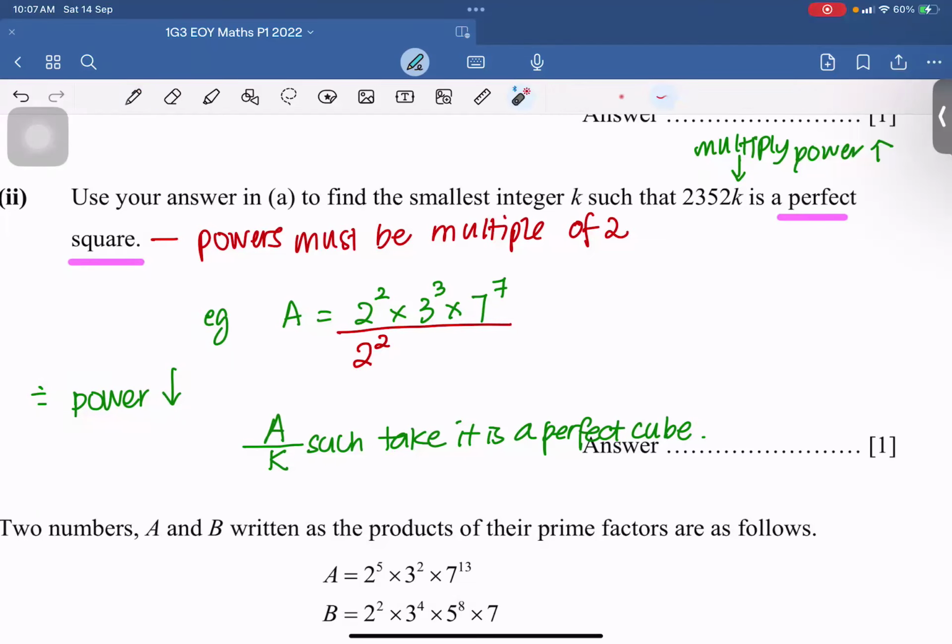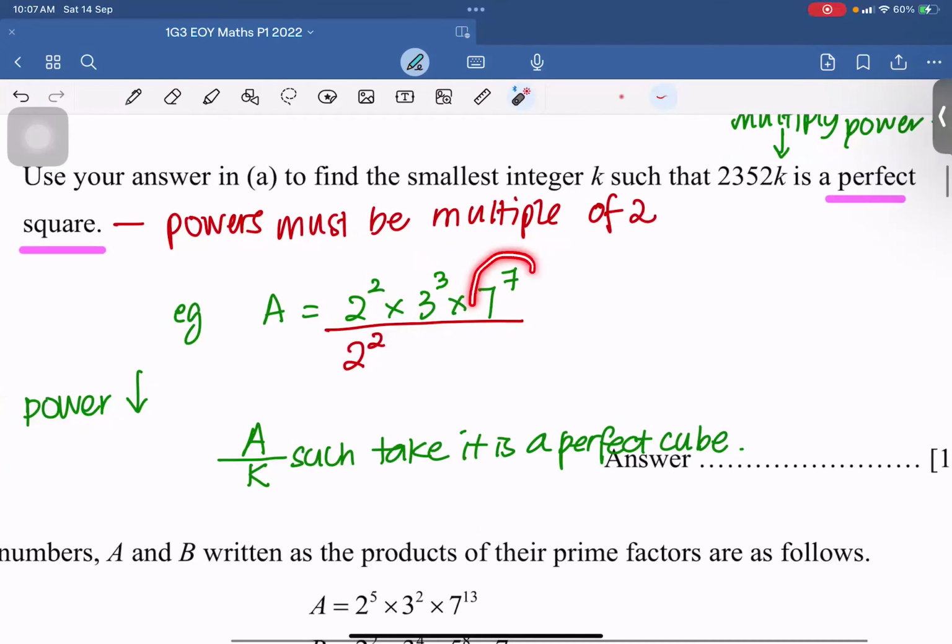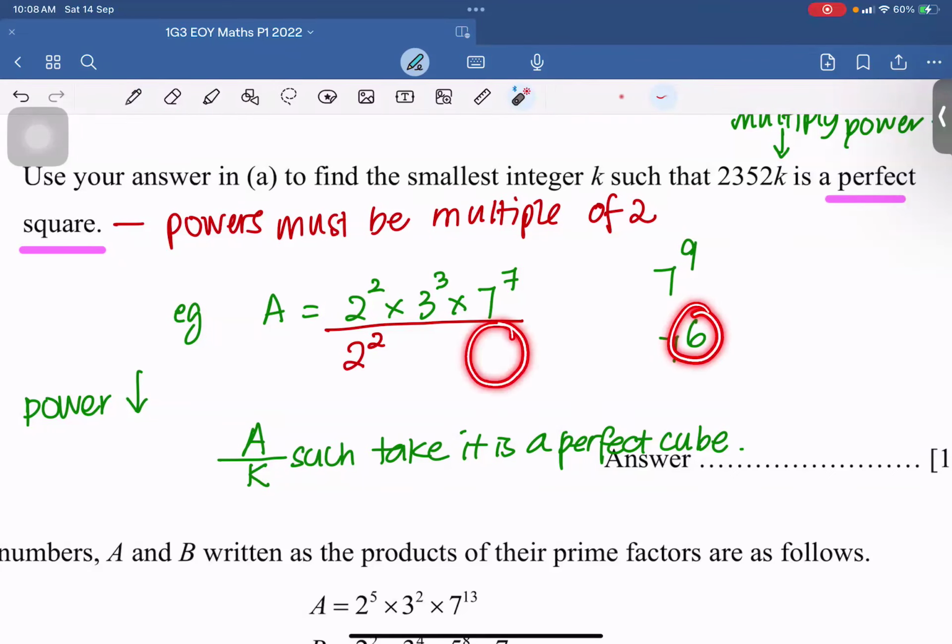Next one, which other number is a perfect cube? This one is already a perfect cube, right? Do I need to do anything to it? No. But what about this one? This is 7 to the power 7. What is the nearest power? Am I going to make it become 7 to the power 9 or 7 to the power 6? Do I increase power? Correct, I need to decrease the power, right? So if I want to make it become 7 to the power 6, then what do I need to do? I divide away one more number, 7. So this number k will be 2 squared times 7. So 4 times 7, 28.